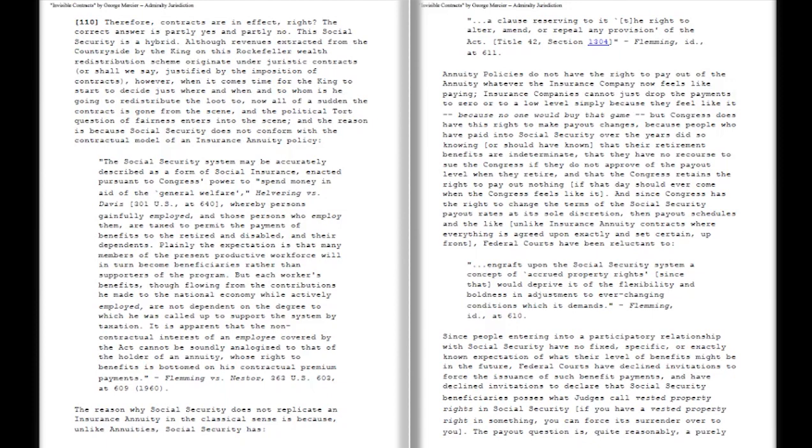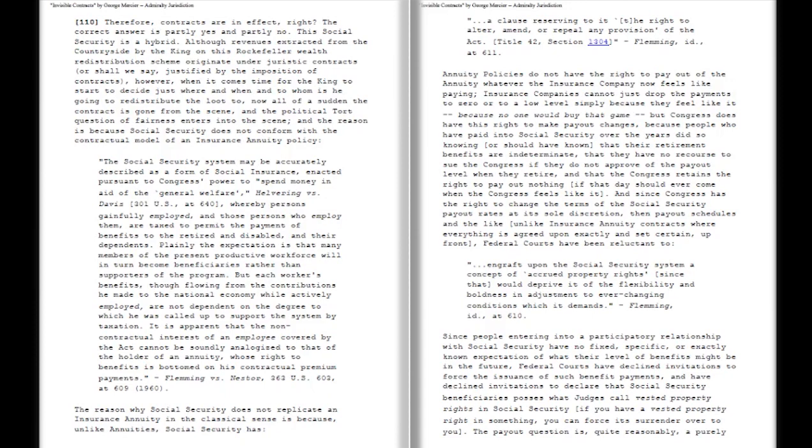It is apparent that the non-contractual interest of an employee covered by the Act cannot be soundly analogized to that of the holder of an annuity, whose right to benefits is bottomed on his contractual premium payments. Fleming versus Nestor, 363 U.S. 603, at 609, 1960. The reason why Social Security does not replicate an insurance annuity in the classical sense is because, unlike annuities, Social Security has a clause reserving to it the right to alter, amend, or repeal any provision of the Act. Title 42, Section 1304, Fleming, ibid.